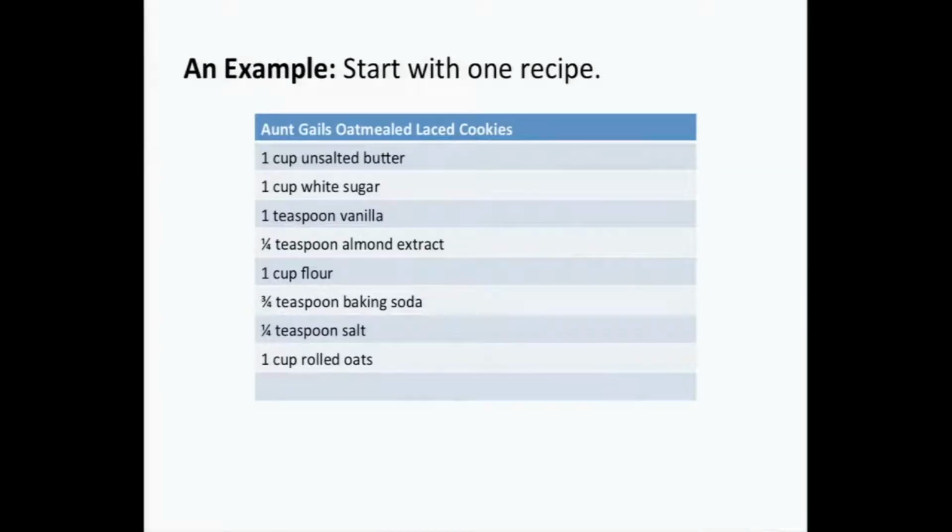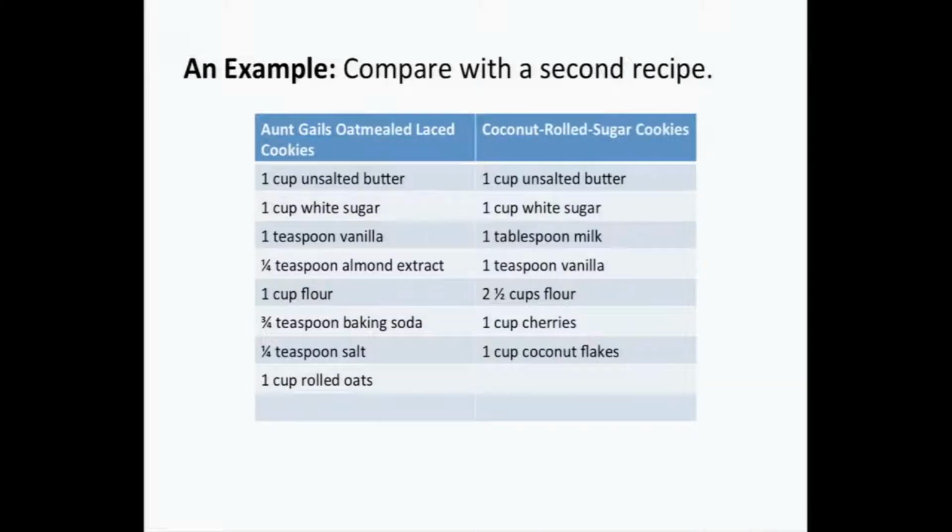Suppose you go to allrecipes.com and you find a recipe. This is a recipe for Aunt Gail's oatmeal cookies. And then suppose you find another recipe. Here's another recipe. It's coconut rolled sugar cookies. And then suppose you want to pretend like you're smart because you don't know how to cook, like me, and you say, well, I want to invent a new recipe. So here is something you could do. You could average the two recipes.